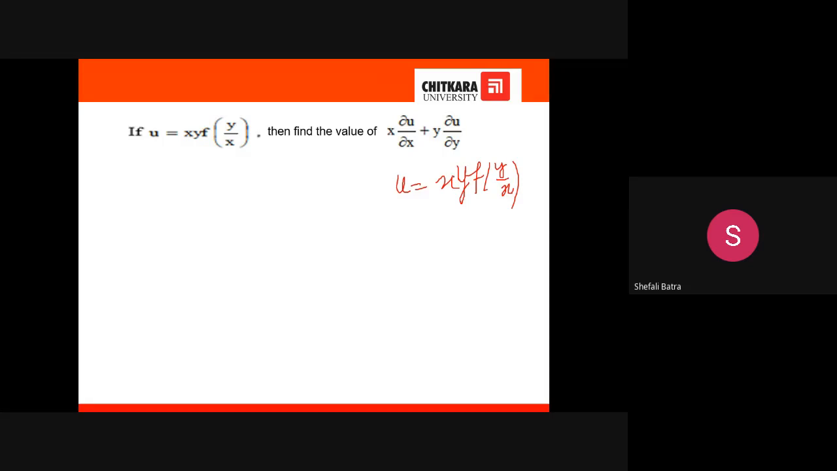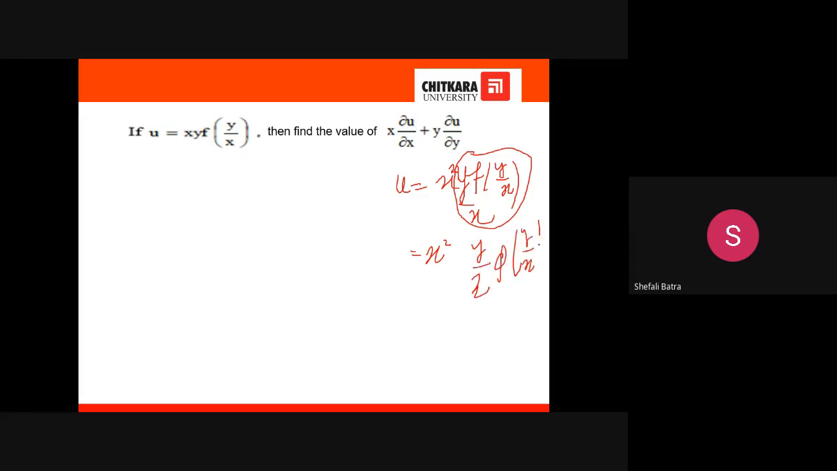Can I write y also in the form of y by x? Because if I'm considering this now, this is not a function of y by x. I need to make it a function of y by x. So what do I need? I'm multiplying and dividing by x. So we are multiplying this with x and dividing by x. Done. So now it is x square, y by x, into function of y by x.